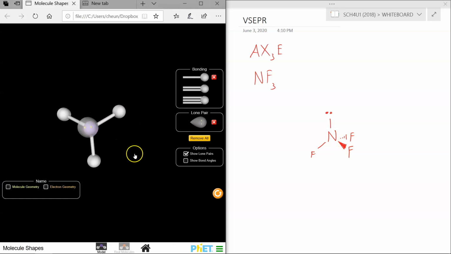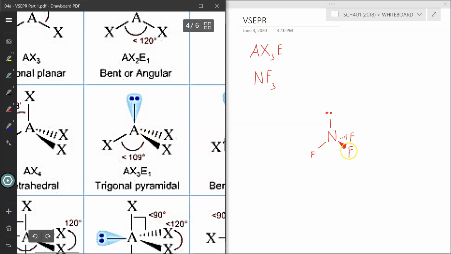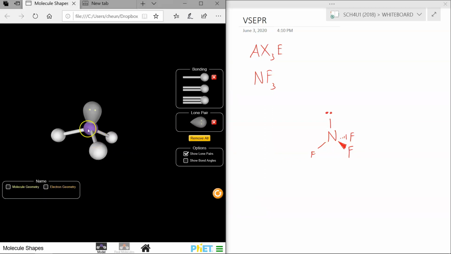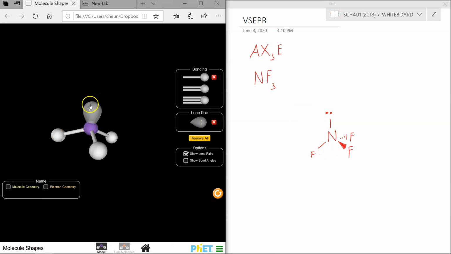Alright, so triangular base, and it's a pyramidal shape. Solid wedge means it's popping out of the page, whereas a hatched line is going to show that it's going into the page. So there's my hatched line going into the page, and then if it's just a regular line, that just shows that it's on the page itself. So on the page itself. And that's how you draw a three-dimensional diagram.